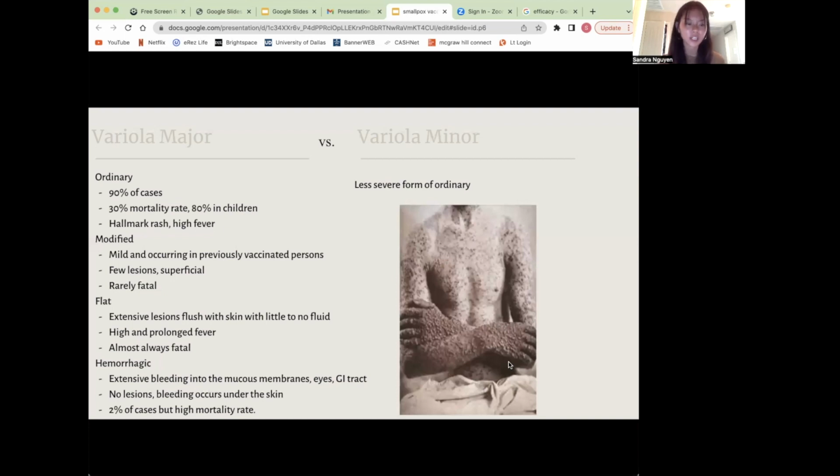Lastly, we have hemorrhagic, which includes extensive bleeding into the mucous membranes and the eyes and the GI tract. And there are no specific lesions or anything, it's just the bleeding is occurring under the skin. And although this only consists of 2% of all smallpox cases, it has a very high mortality rate. Then we have variola minor, which is just a less severe form of the ordinary variola major.